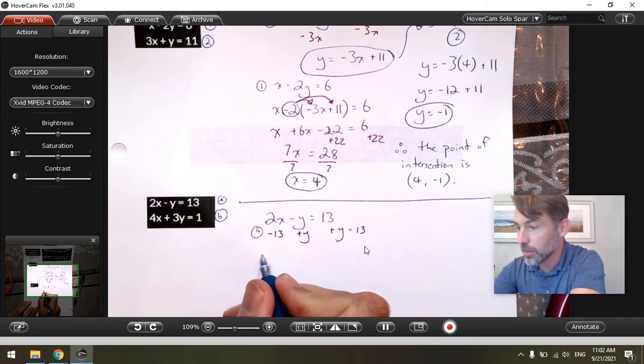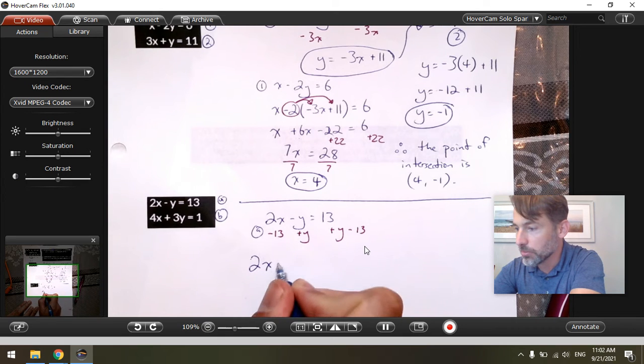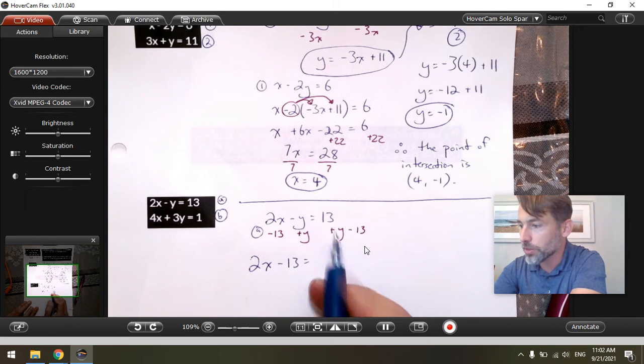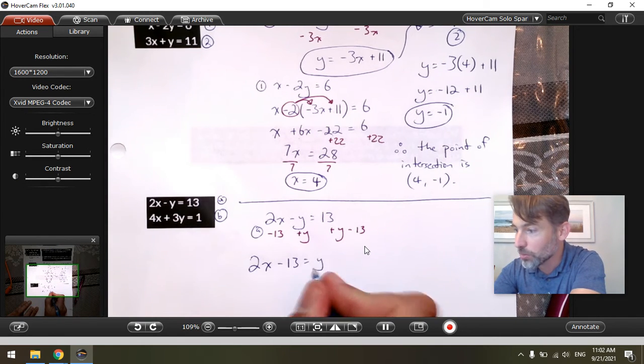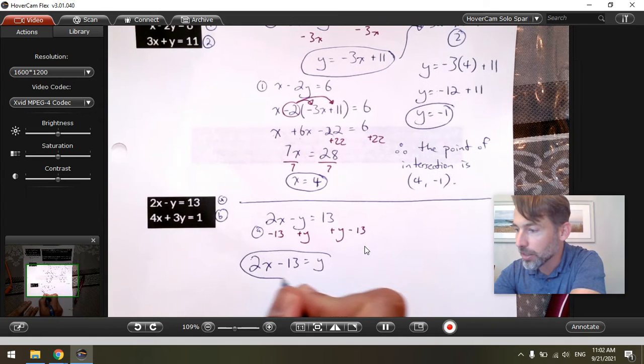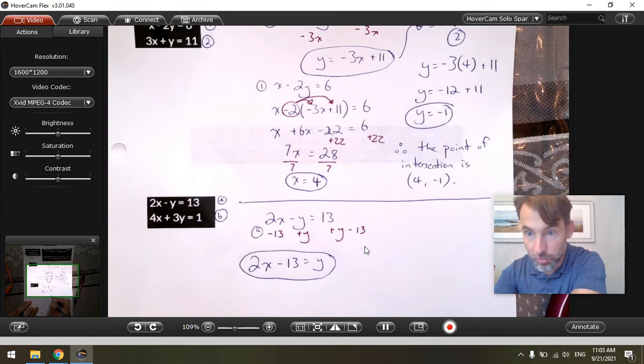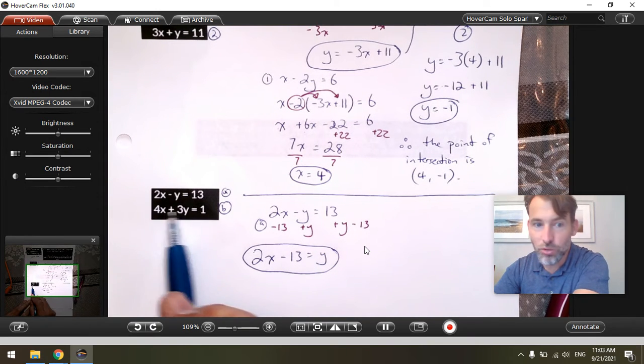So let's write that down. 2x minus 13 equals 13 minus 13 is 0, plus y is y. So I have 2x minus 13 is equal to y. Hooray, circle that. That is what y is at the point of intersection, because the intersection is on this line. That's my A rearranged. Now let's substitute that into B.